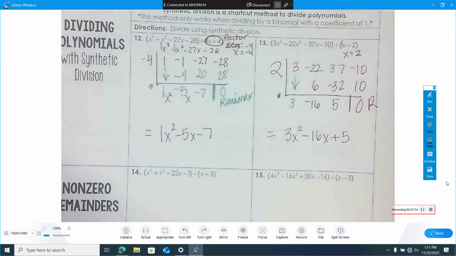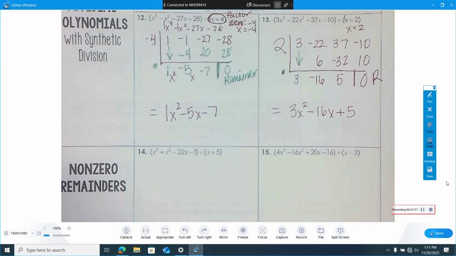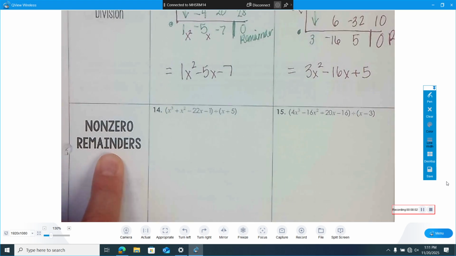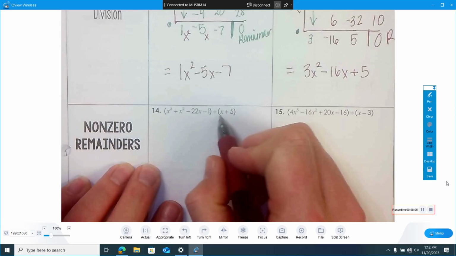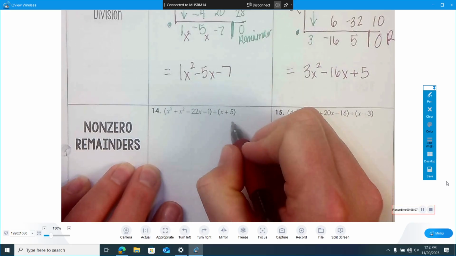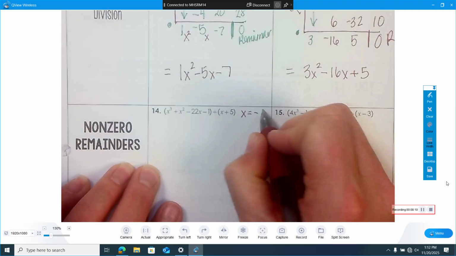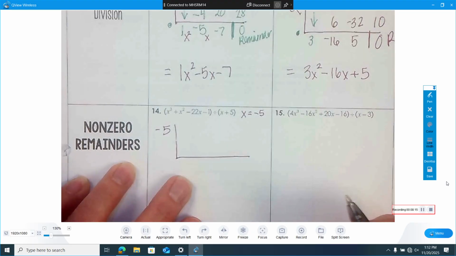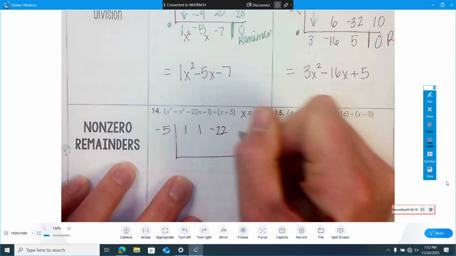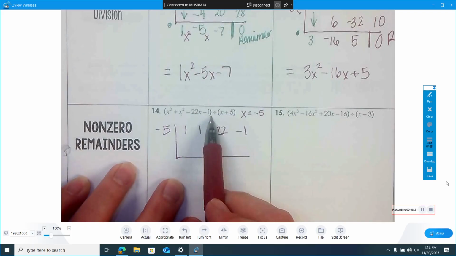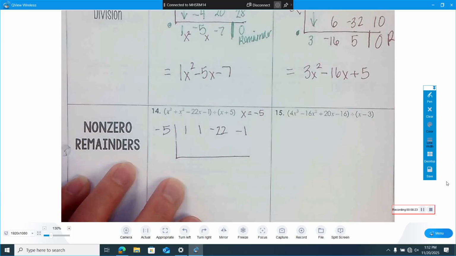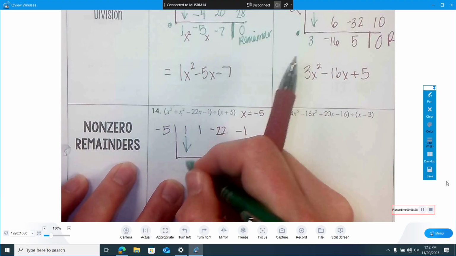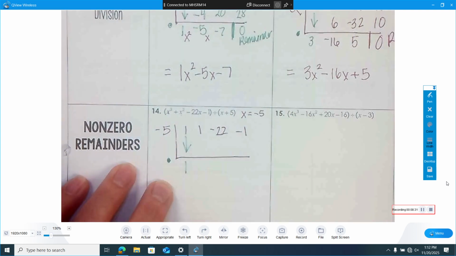Let's try 14. So these had a remainder of 0. Here, we're going to get non-zero remainders. Same process though. We have a bubble form here, x plus 5, which means x equals -5. So -5 goes on the outside. What goes across the top? 1. Good. And there's no missing terms, x cubed, x squared, x to the first, and a constant. It's all accounted for. So bring down the first thing, then multiply and combine over and over and over.